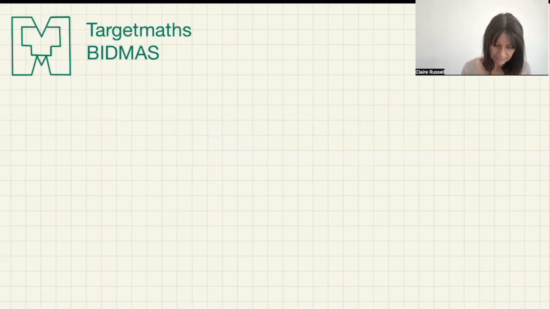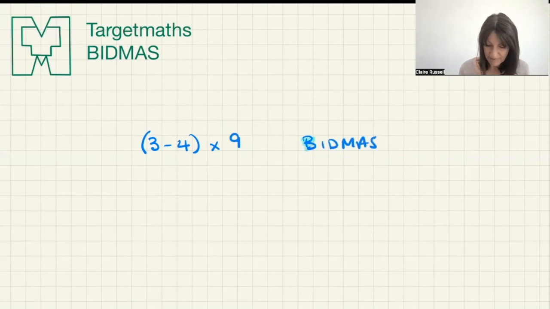I've got 3 minus 4, in brackets, times 9. So I'm going to write my word, and I'm going to have a little look at what I've got. So clearly I've got brackets, I've got a take away, and I've got a times. So the first thing to do, the brackets are actually there forcing me to do the subtraction first. That's kind of what the brackets do. They can help me do things in a different order to the word itself.